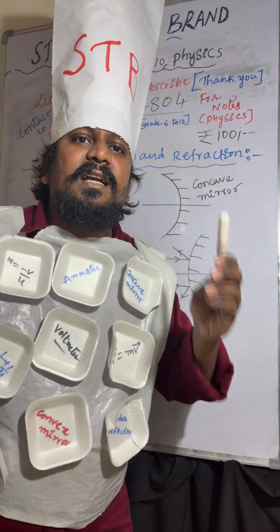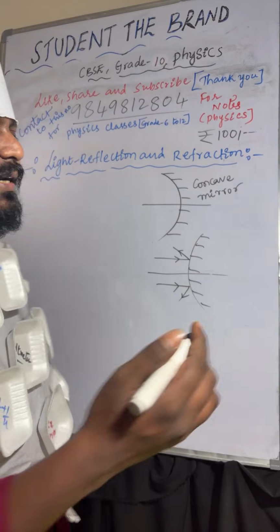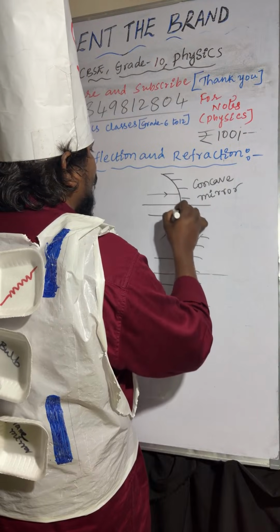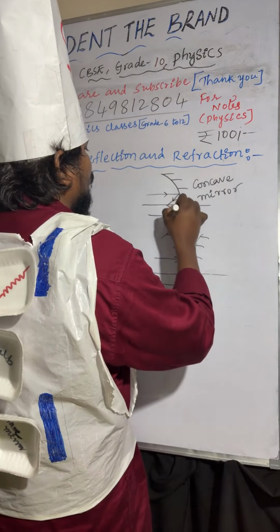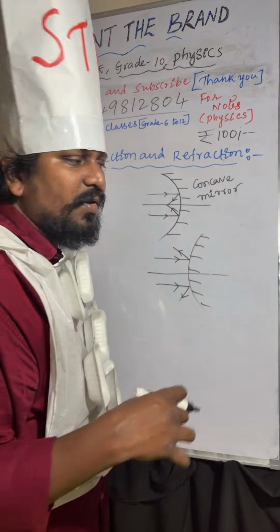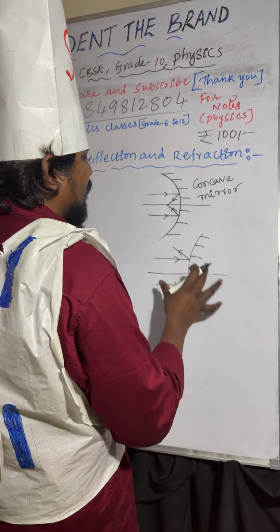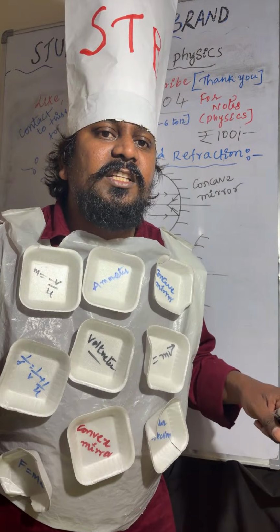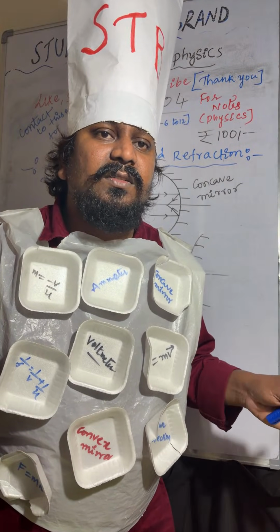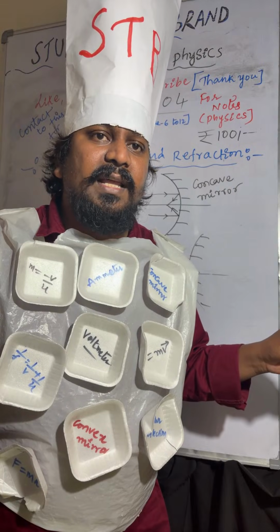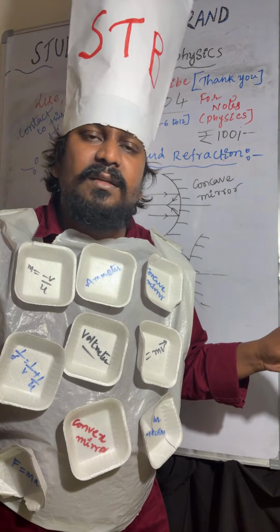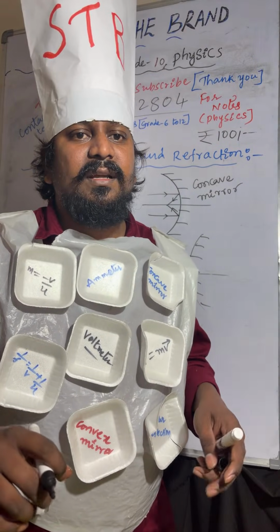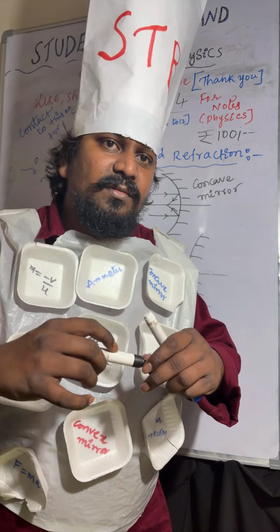So concave mirror is converging in nature. How? When light rays are incident on it like this, after reflection those light rays meet at one point here. In the convex mirror, after reflection these light rays move away from the principal axis. Understood? Is it clear? I hope it is very clear.